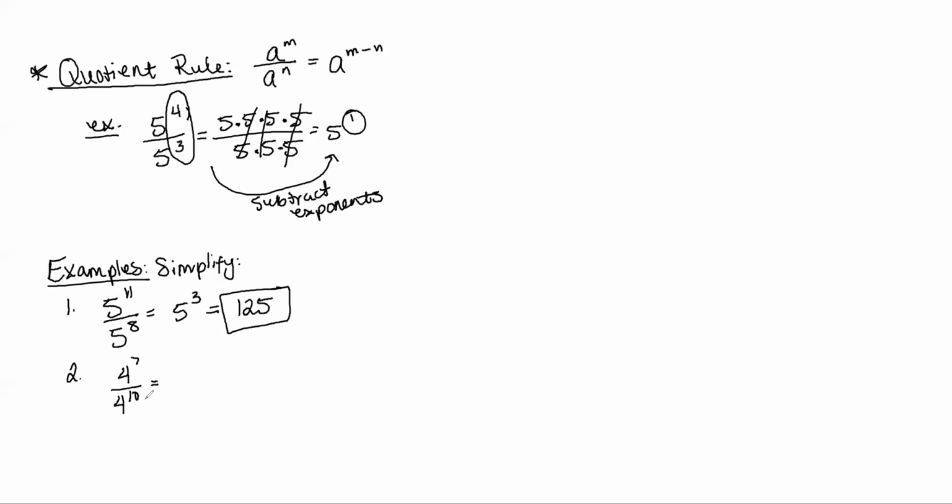For this one, if we use our quotient rule, we're going to take the top minus the bottom, so keep the 4. 7 minus 10 is -3. We don't like negative exponents, so we want to go ahead and get rid of this by moving it to the bottom. So 1 over 4 to the positive third, and 4 to the third is 64, so 1 over 64.